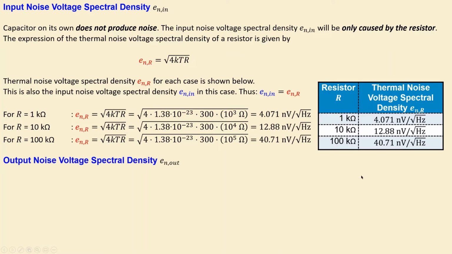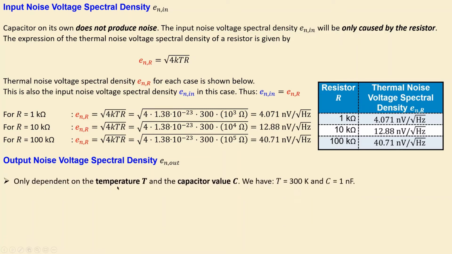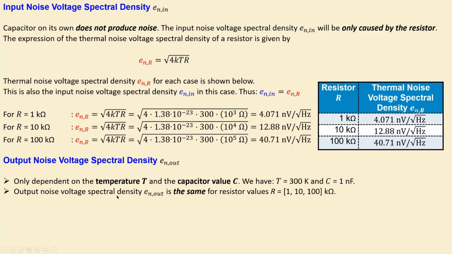So let's also look at the output noise spectral density. This is for the input. Let's also look at the output. Output noise spectral density will only depend on temperature and the capacitor. We already said that, and of course we use the value for the temperature, 300 kelvins, and the capacitor was given as 1 nanofarad.